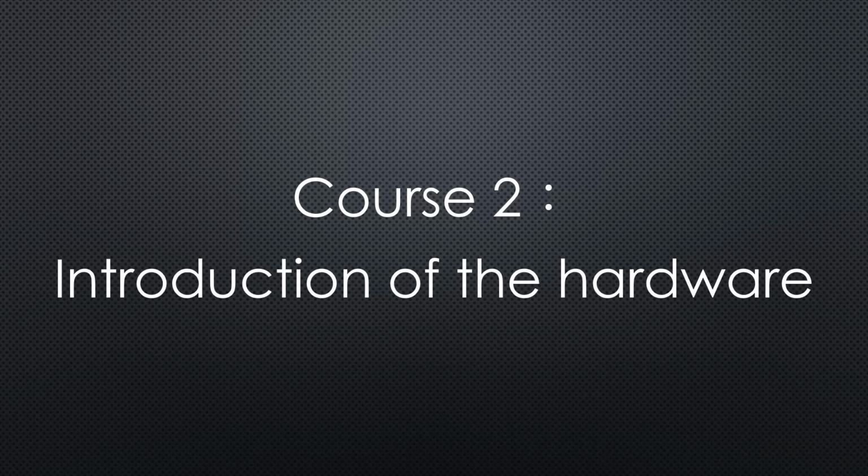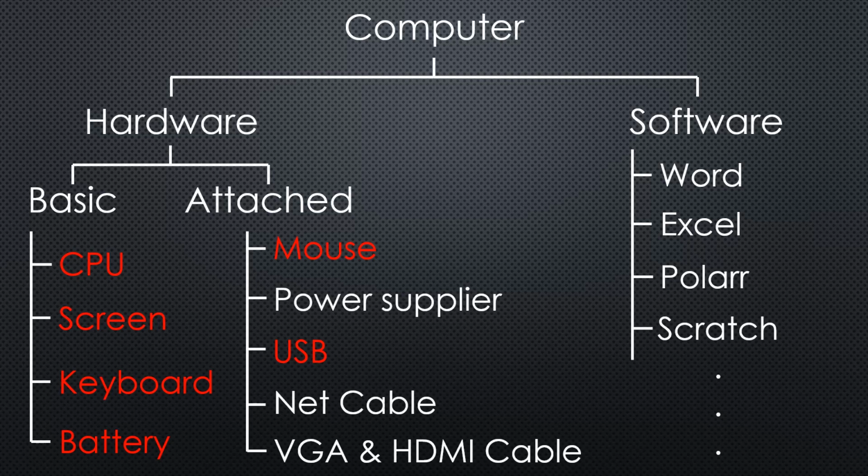Let's start the lesson about the introduction of the hardware. A computer can be divided into two parts, hardware and software. Hardware is the real thing of the computer. It can also be divided into two parts, basic and attached. Some components in red are important.